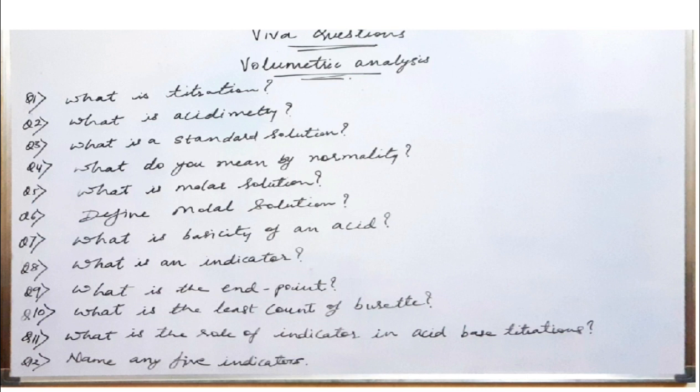Whenever there is a color change, there is a change in the pH of the solution, which indicates that the concentration of species has reached a critical range. That is the main role of an indicator. It helps us identify that the reaction has been completed and the reacting species have reached their critical stage. Next is, name any 5 indicators.